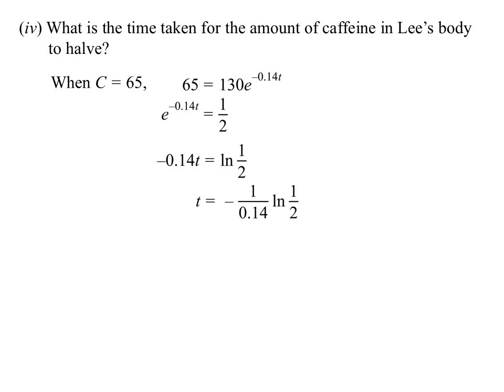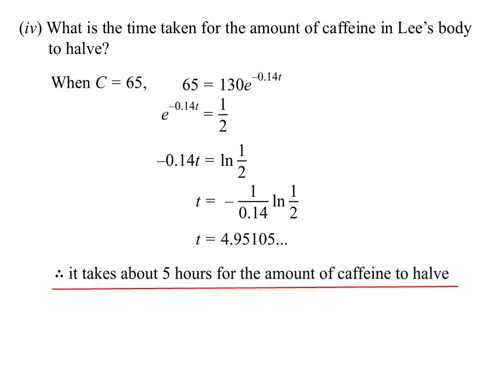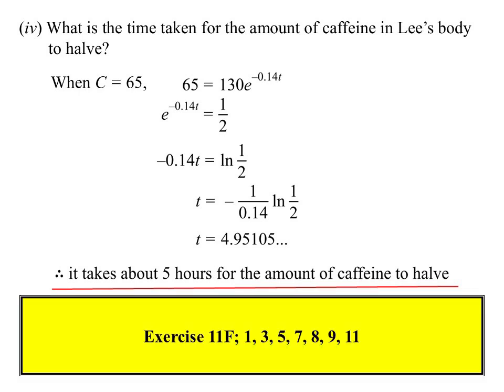So it's always going to be some constant times the log of a half. And that constant is minus, because it's decreasing, 1 over the 0.14, that rate of decay. That turns out to be 4.95105, and so on. So about 5 hours. It takes about 5 hours for it to halve. That finishes the theory for the term.